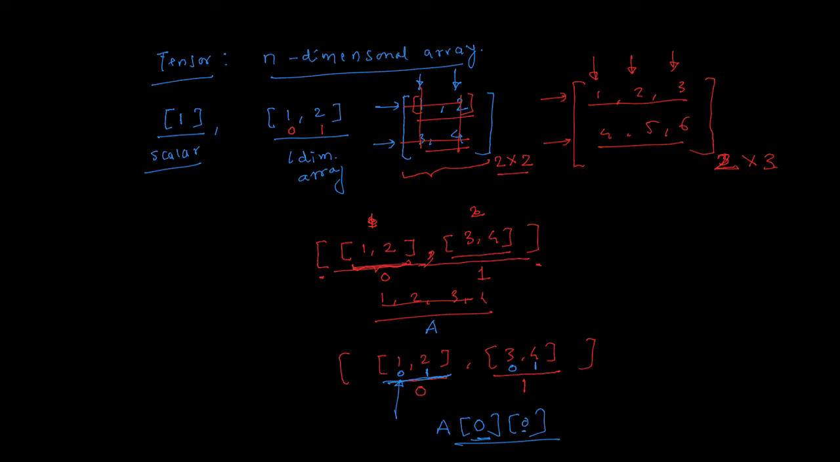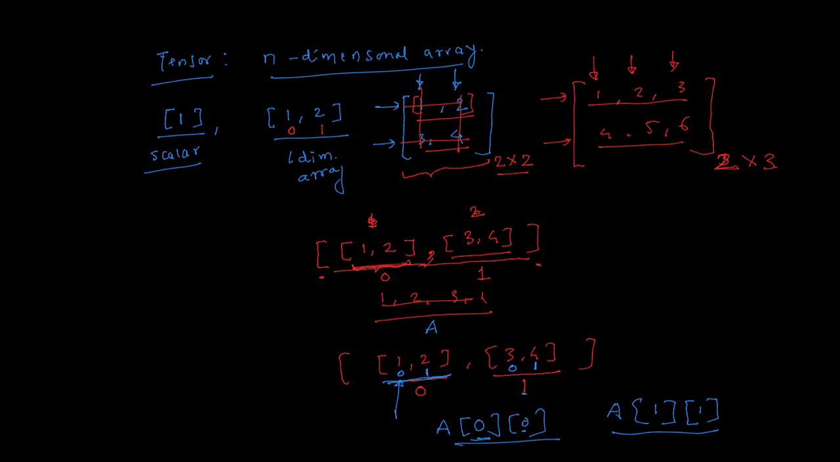That is this location. Now if I want to go to this one, how will I go there? A, the name of the array. Inside A, I want to go to element number 1, and inside element number 1, I want to go again to element number 1, A of 1 1. So that is how I can go to this element, right?